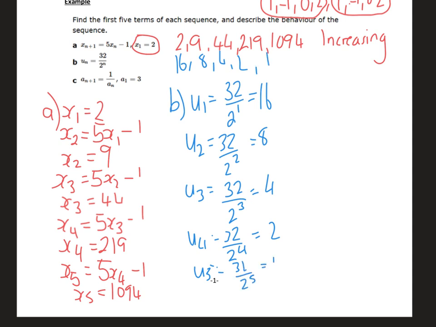So all I was doing there is I was just changing the n in this formula into whatever term I wanted. So 1, 2, 3, 4, 5. And that sequence is decreasing. It's getting smaller each time.